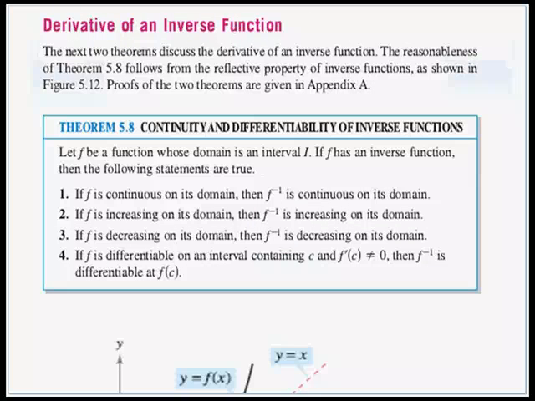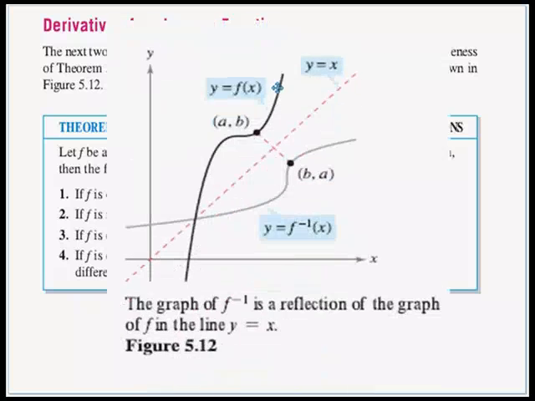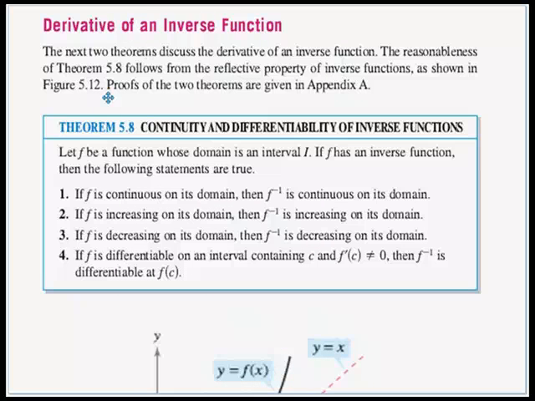So, the derivative of an inverse function. The next 2 theorems discuss the derivative of an inverse function. The reasonableness of Theorem 5.8 follows from the reflective property of inverse functions, as shown in figure 5.1.2. And that's the one I just showed you on the previous slide. Proofs of the 2 theorems are given in Appendix A.